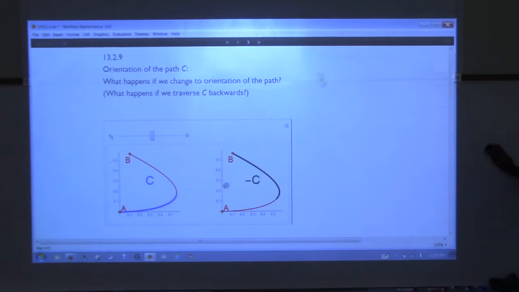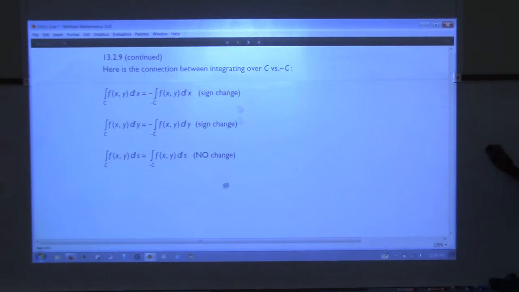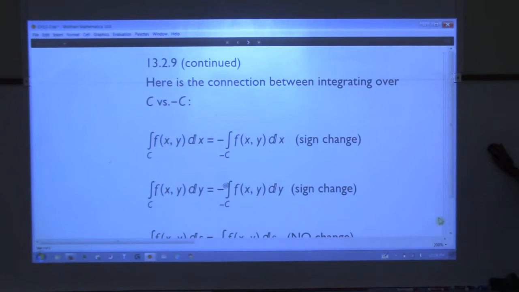No, it's because the delta x, the width of the rectangle, could be negative, because it's change in x. So it could be positive or negative depending on which way you're changing. So without going through an explanation of it, here's the relationship we have. Here's the connection between integrating over c versus negative c. Keep in mind, c means one direction. Negative c is the opposite direction. All right? That's what that notation means.